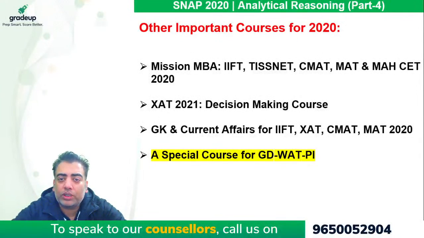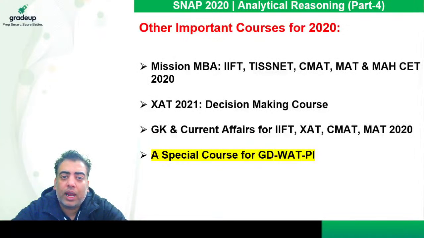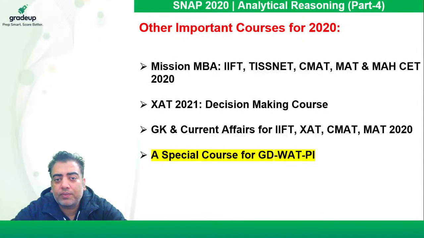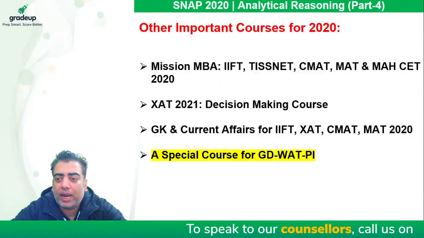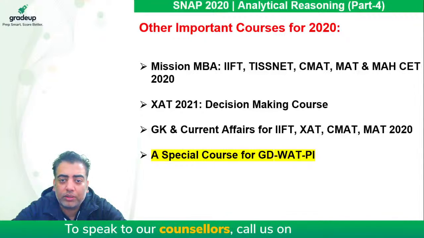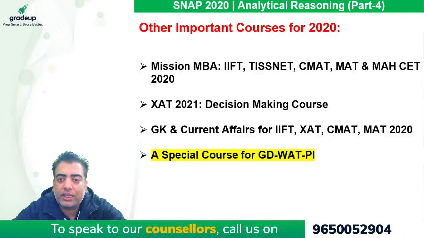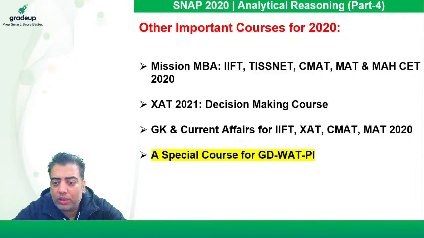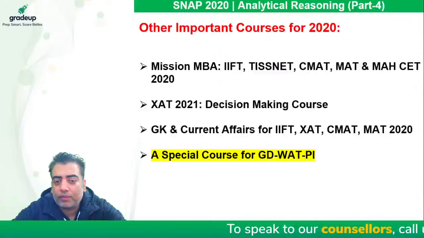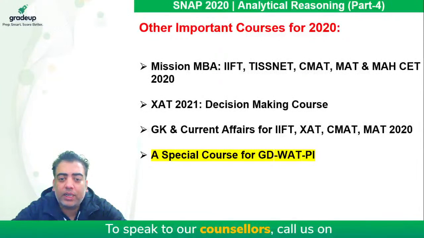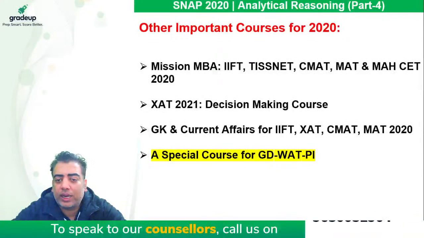Other important courses for CAT 2020 and non-CAT 2020 students: Mission MBA, which is for IIFT, TISSNET, CMAT, MAT, and Maharashtra CET is going on. For XAT, the decision making course is going on. For GK and current affairs, the session is going on. And a special course for all the students who are expecting calls is going to start. So GD, VAT, and PI will be covered in that particular course.